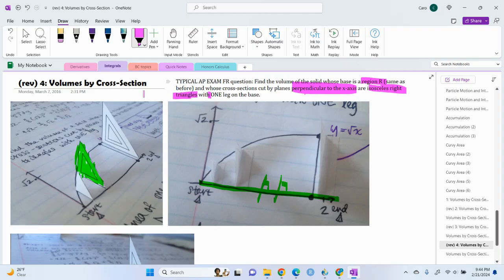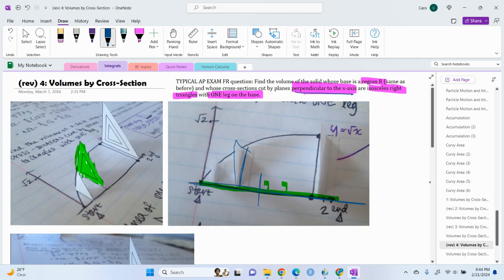Now here's the thing, ready? One leg on the base. So let's break this down here and see what on earth is going on. First of all, I'm perpendicular to the x-axis. So here is our x-axis. We're going to be perpendicular to it. So like this. That is why your triangles are coming up out of the paper like so.